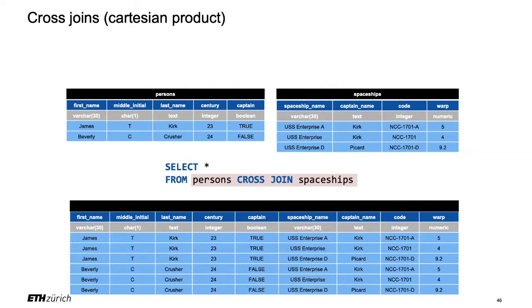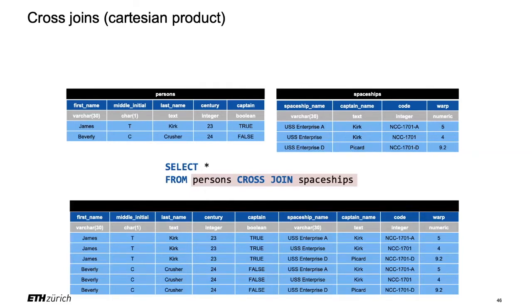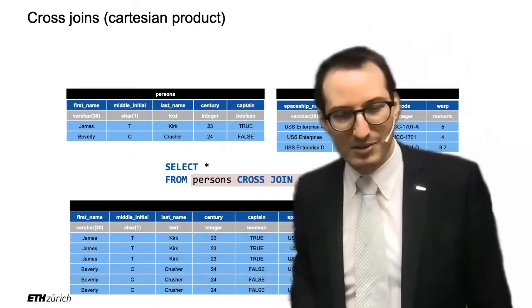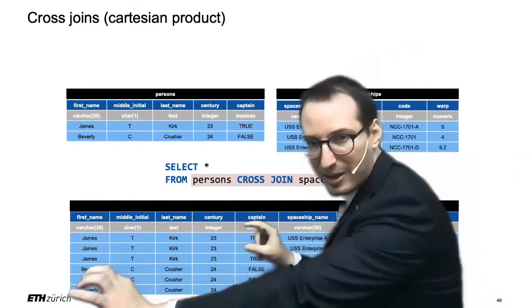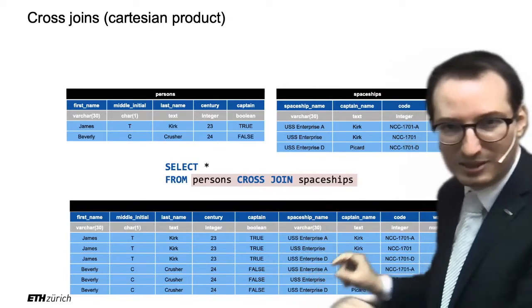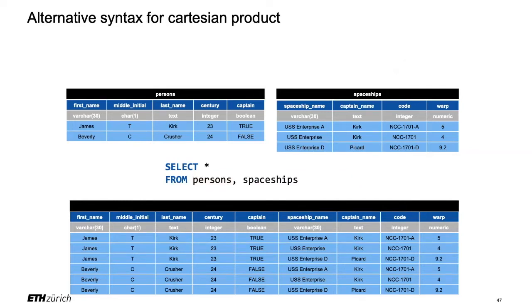Here, I didn't want to throw 16 records, so I shortened the tables a little bit to prevent the table explosion. We have 2 here and 3 here, so the Cartesian product has 6 records. You see it's all combinations. You see 3 times Kirk, 3 times Crusher, and here we also duplicate. That is my Cartesian product. And again, this here is the same thing. I don't mind if you put CROSS JOIN or comma, it's all the same.